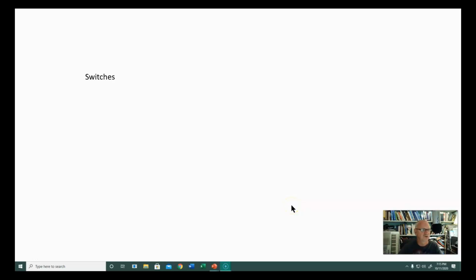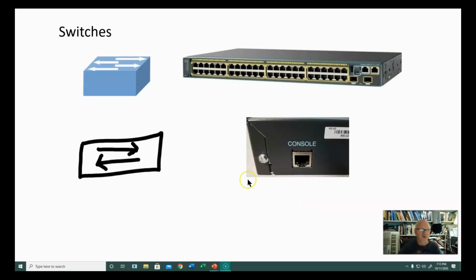Let's talk about switches and what they do. Switches look like this in a schematic. This is a typical Cisco schematic here. Often when I draw them, you'll see me draw them something like this, which is an arrow in each direction. If this were a hub, I would just draw a single arrow in one direction.